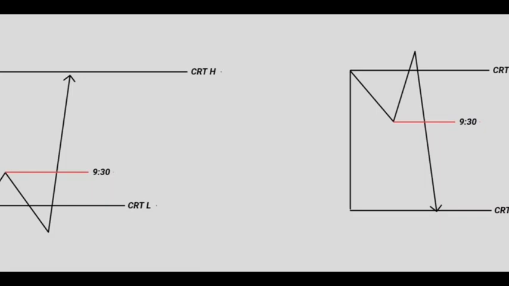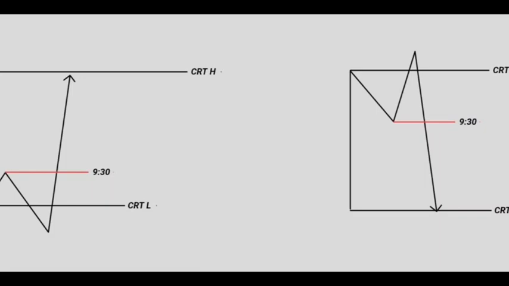So you want the sweep and the change in state of delivery to happen from 9:30 above, 9:35, 9:40 to 11. That is when you should be looking for your trade. So once the sweep happens and the change in state of delivery happens around 9:30 above, that is what makes the setup a valid setup.